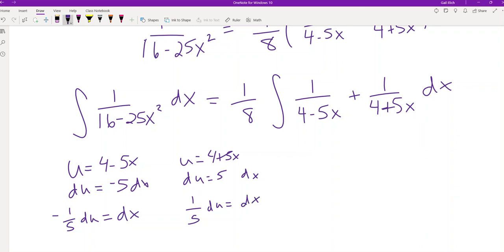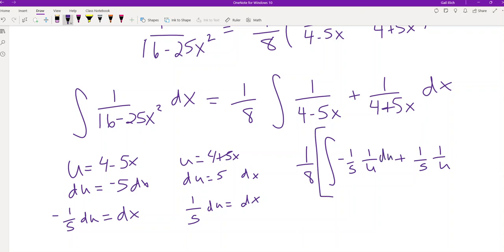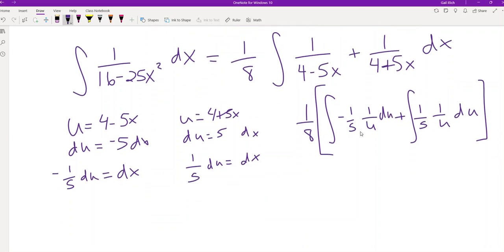So we can think of this as the 1/8, and then we'll have the integral of negative 1/5 times 1/u plus 1/5 times 1/u, and then you have the du on each of them. If you want to think of them separately, you can, because the u's represent different things. But then, of course, the integral of 1/u is just ln absolute value of u.